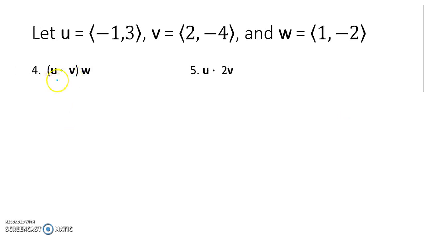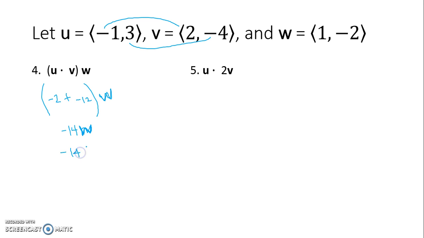For these, I'm giving you your vectors up here, u, v, and w. I want you to do for number 4, u times v and then times w. So u times v, I'm going to do that first. So that would be -1 times 2, so -2, plus 3 times -4, so that's -12. -2 plus -12 is -14. That I am then multiplying by vector w. Vector w is 1, -2, so I can just distribute that -14 to each of those. And that's my answer.